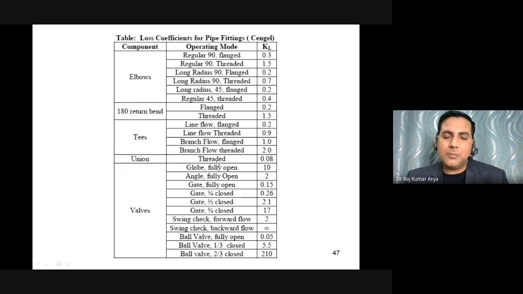I will show all those figures, and you will understand all of them carefully. Now you have globe valve, gate valve, angle valves, and closing 1/4, 1/2. Each type of closing will also give some losses. And you see one thing here: swing check valve, backward flow, KL is infinity. Backward flow means you are checking the backward flow, not allowing any backward flow. Nothing would go back. Therefore, the loss coefficient is infinity. These tables and values will also be provided to you in order to design the pipe.